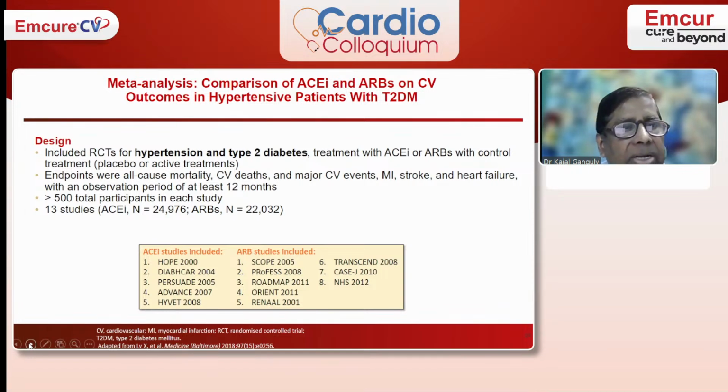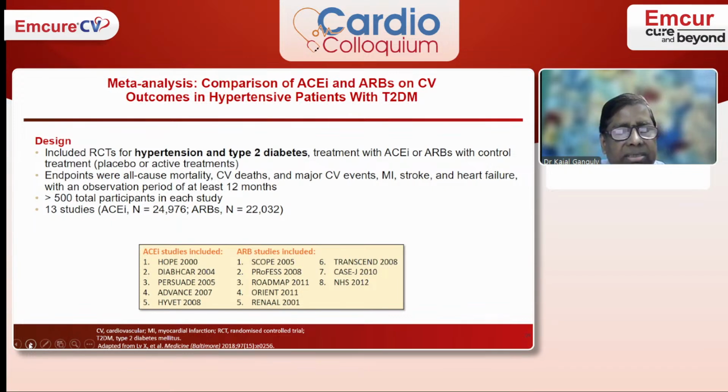So this again showed RCTs for hypertensive patients with type 2 diabetes, treated with ACE inhibitors or ARB. Endpoints were all-cause mortality, CV death, major CV events, MI, and stroke, with an observation period of 12 months. There were more than 500 total participants in each study: ACEI almost 25,000, ARB 22,000.